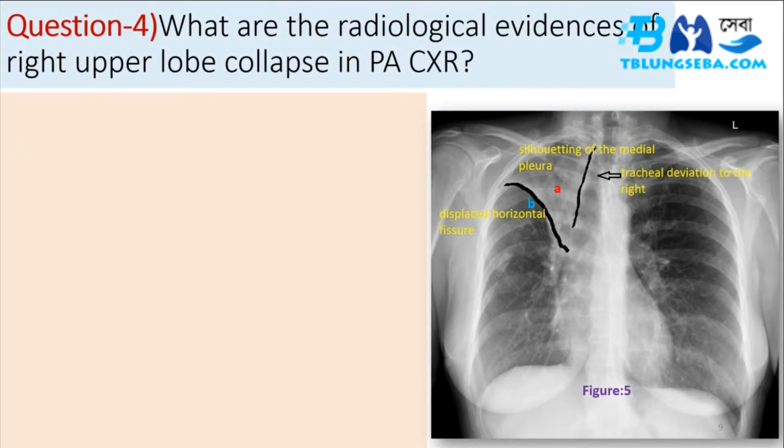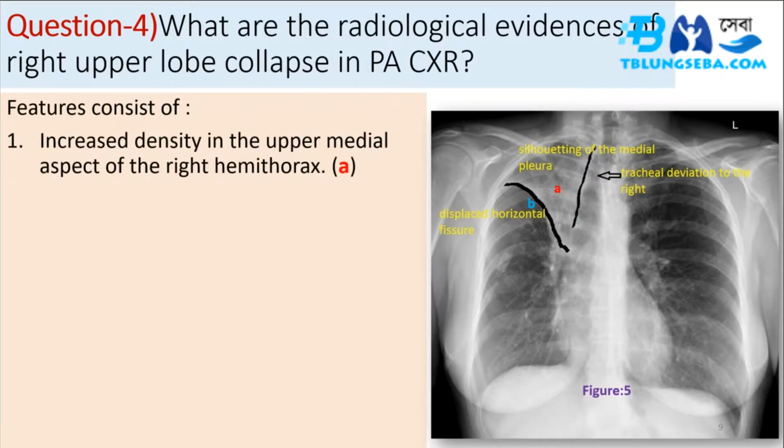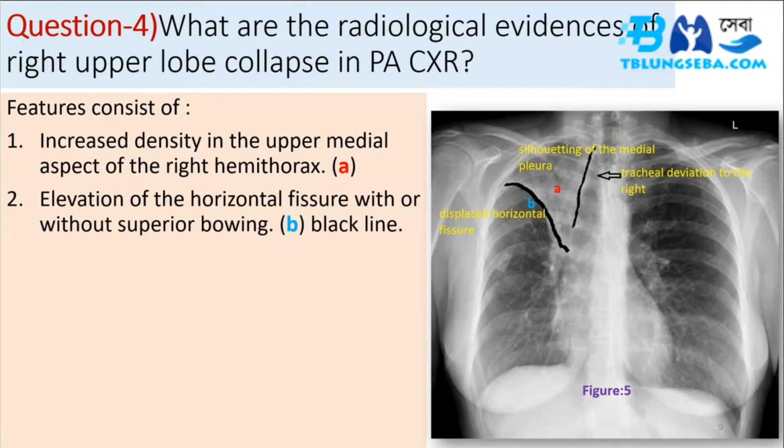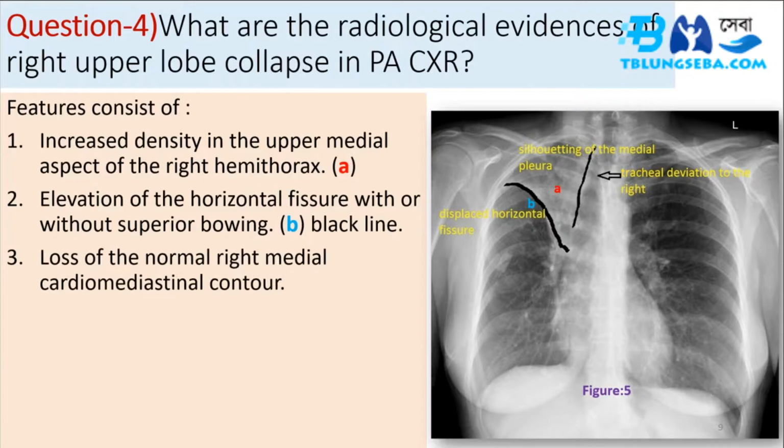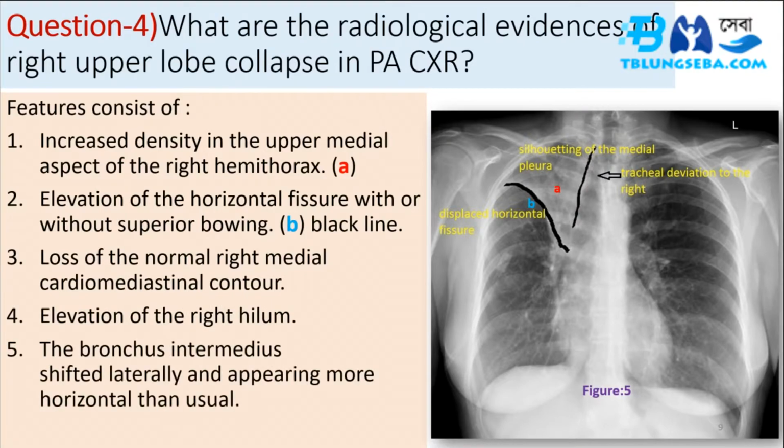Question 4. What are the radiological evidences of right upper lobe collapse in PA CXR? Features consist of increased density in the upper medial aspect of the right hemithorax. A. Elevation of the horizontal fissure, with or without superior bowing, black line. B. Loss of the normal right medial cardiomediastinal contour. 3. Elevation of the right hilum. 4. The bronchus intermedius is shifted laterally and appears more horizontal than usual.